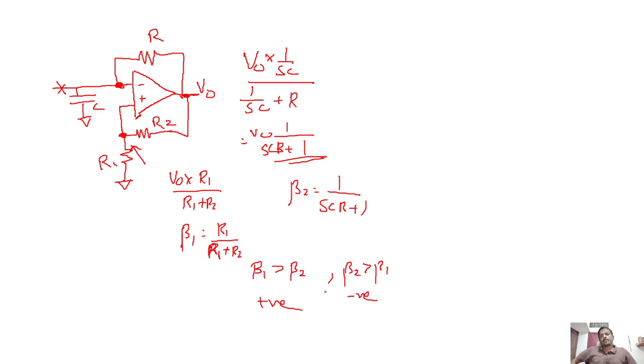If I take V0 as a DC value, then V0 is DC, right? So beta 2 will be equal to 1 and beta 1 will be R1 by R1 plus R2. So definitely beta 2 will be high. It is actually negative feedback, right? Negative feedback, yeah.